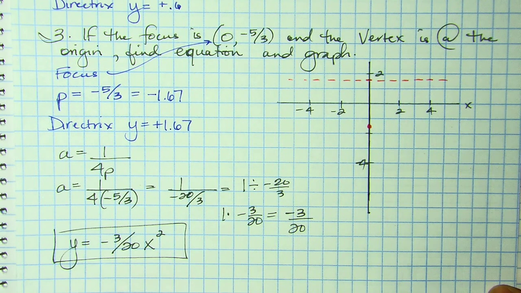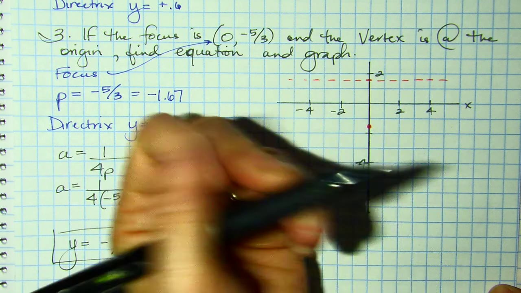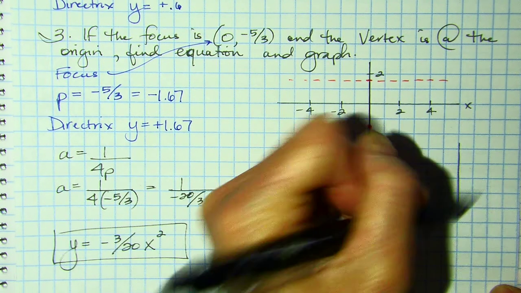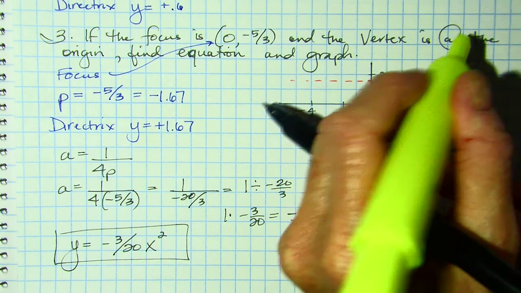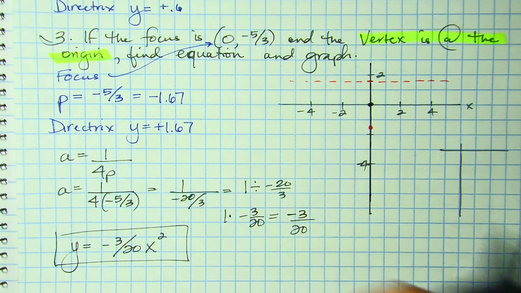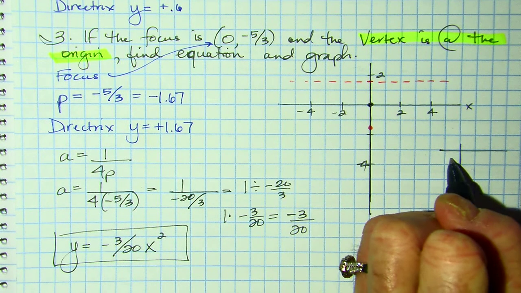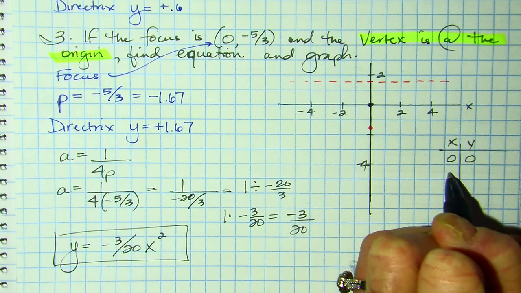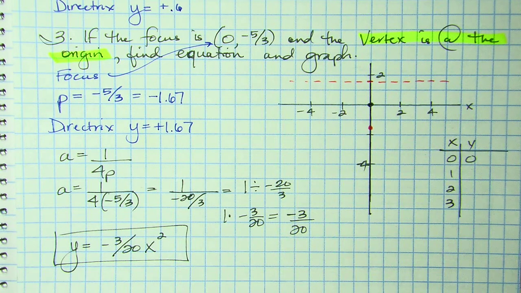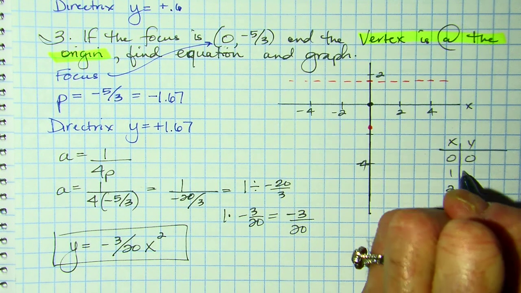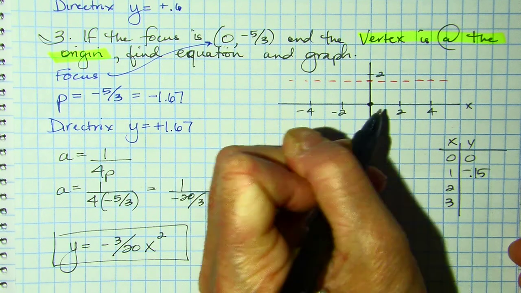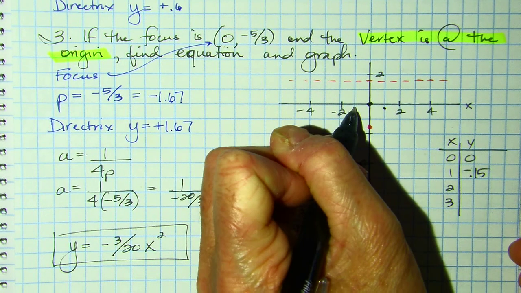Now I'm going to write my graph, and like I did earlier, I'm going to build a table. And so I know it said the vertex is at the origin. Origin is at 0, 0. So now I'm going to build a table with just a few points. I know the vertex, I'm going to pick 1, 2, 3, just like I did earlier. So I have -3 divided by 20 times x squared. So 0.15. So I'm going to make that at 0.2 and reflect that across.